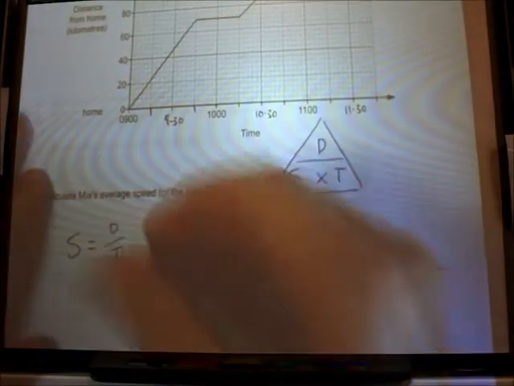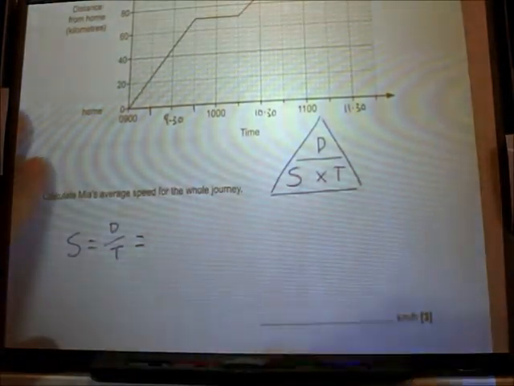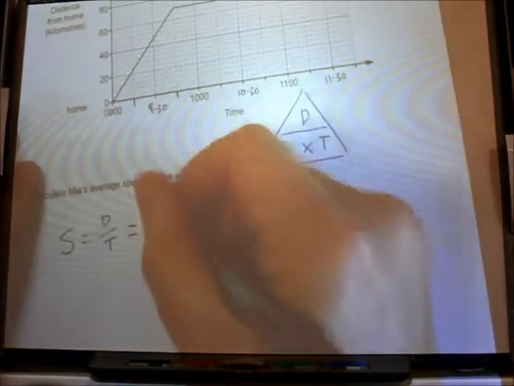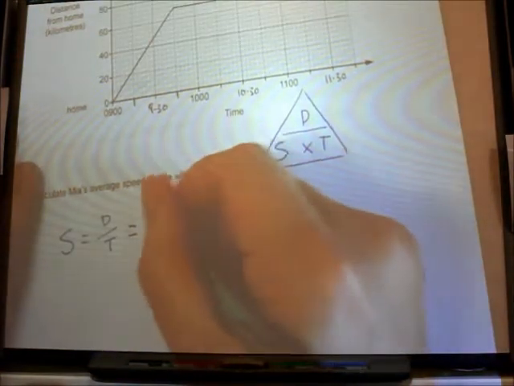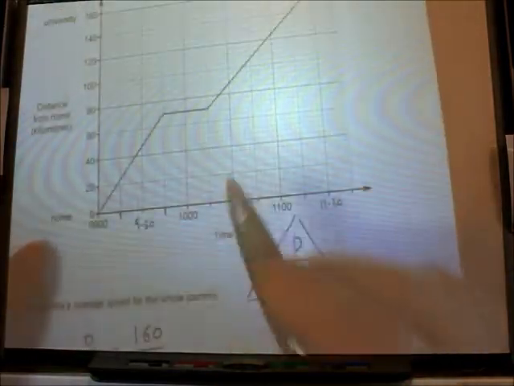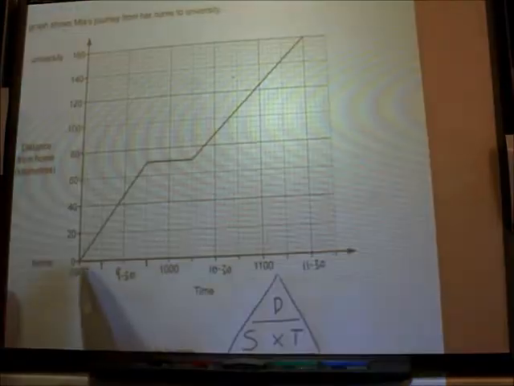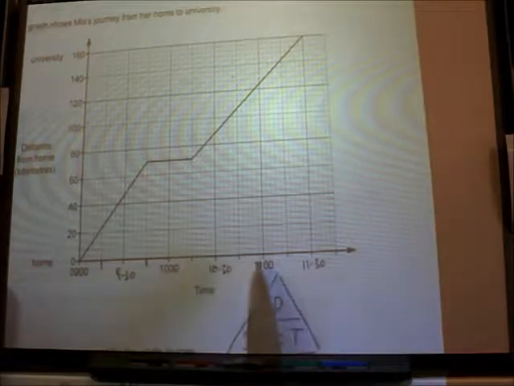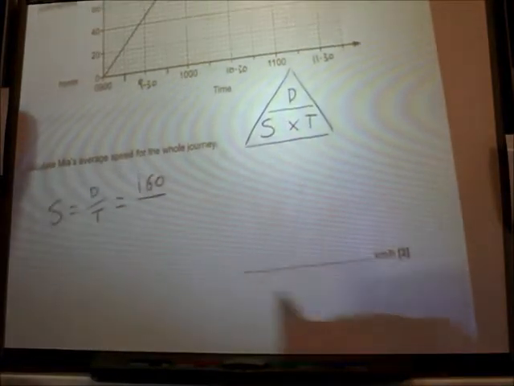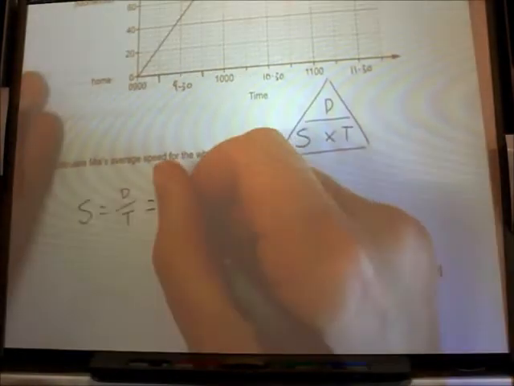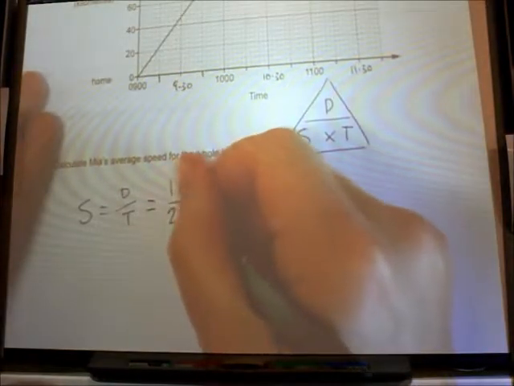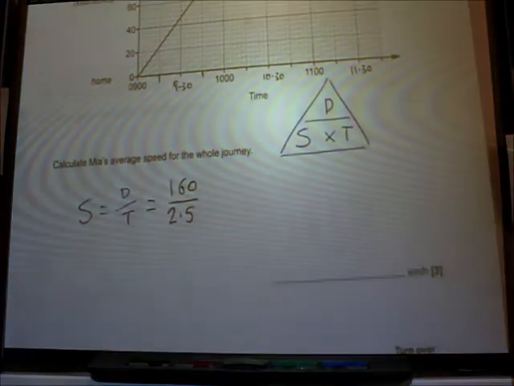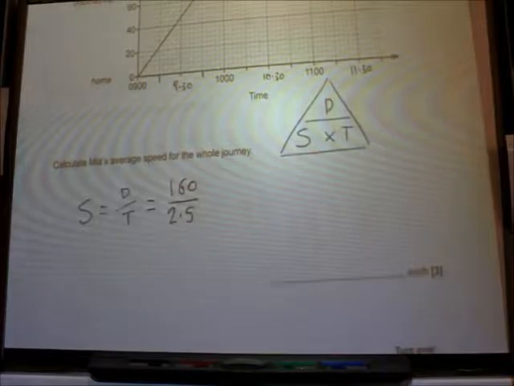The distance is 160, because that's how far away it is, and it says at the top, look, 160. And the time is how long it takes, and we're going to do this in hours. So she leaves at 9, and she gets there at 11:30. So that takes 2.5 hours. So it's 160 divided by 2.5. That in itself is quite a tricky division to do, but there are ways of doing it.